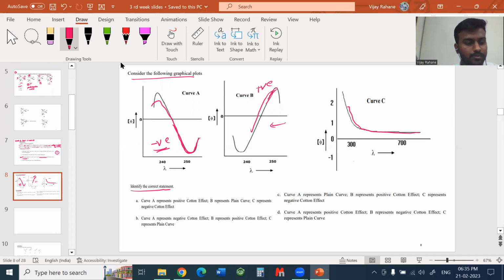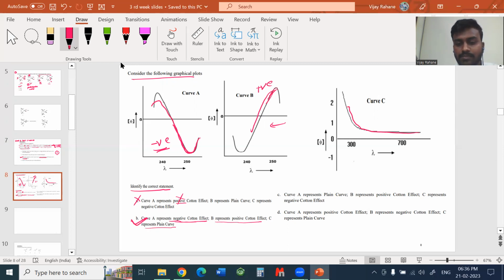So which option is the correct one here? The first option is, curve A shows the positive Cotton effect. Wrong, it shows a negative Cotton effect. So the first option is the incorrect one. Option B is, curve A represents a positive Cotton effect. Sorry, curve A represents a negative Cotton effect. This one is correct. Curve B represents positive Cotton effect. This one is also correct. And C represents a plane curve. So this one is the correct option.